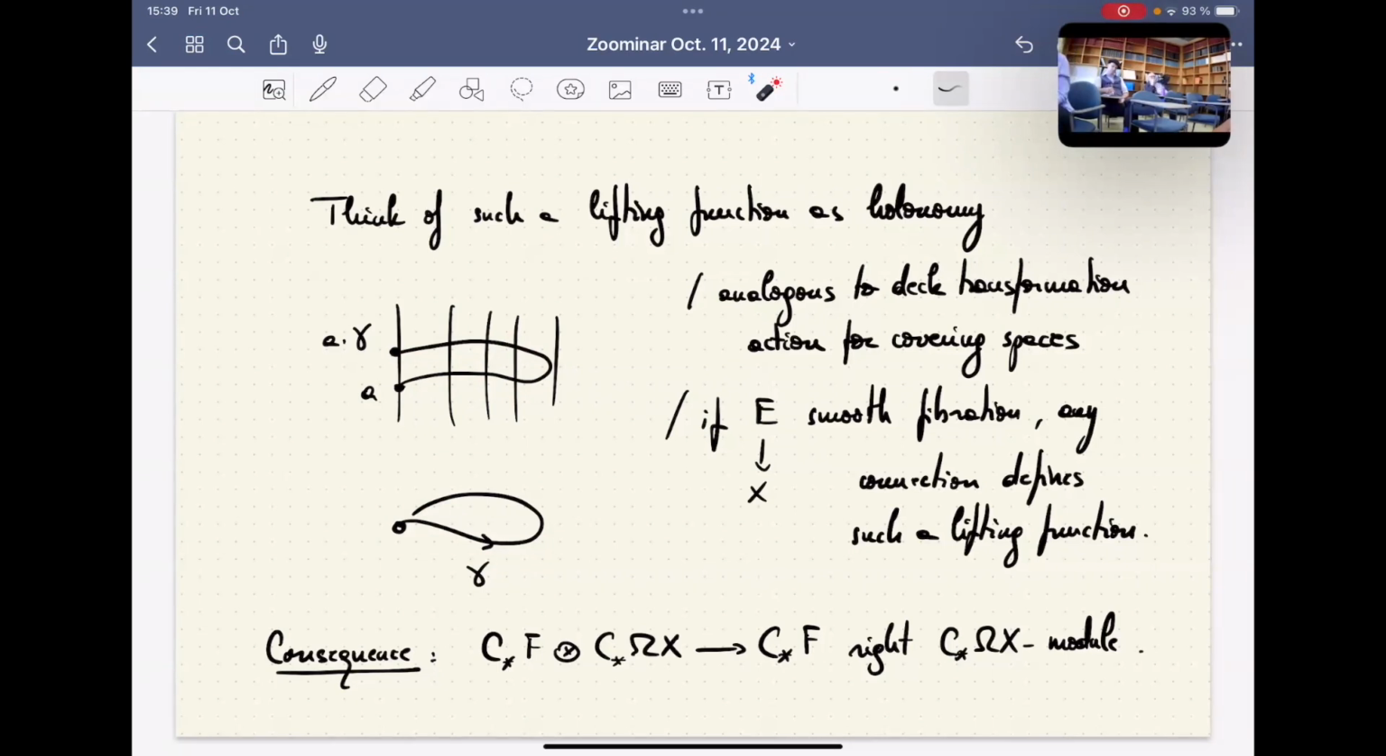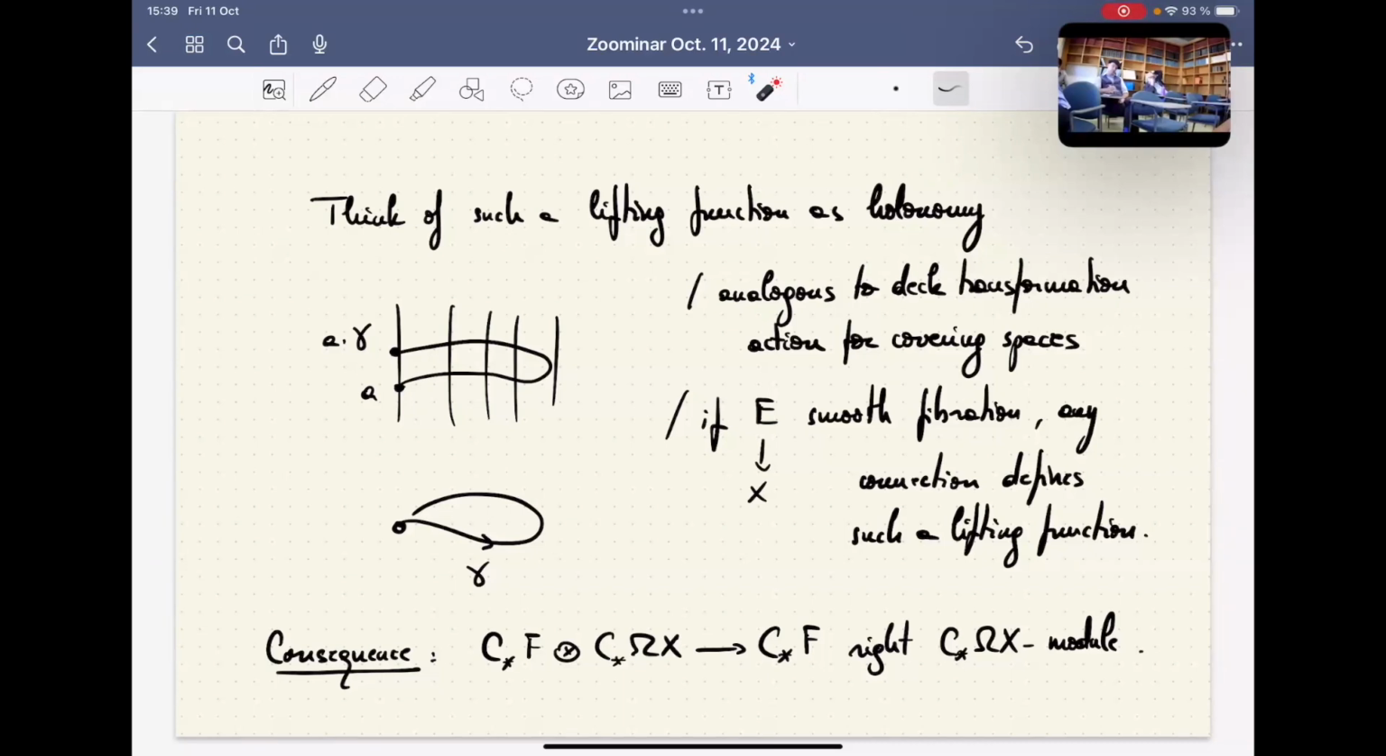And existence of such lifting functions, so compatible ways of lifting all loops on the base to paths, or all paths on the base to paths in the fiber, is actually equivalent to the homotopy lifting property with respect to all spaces. So this is analogous to what the deck transformations do for covering spaces.